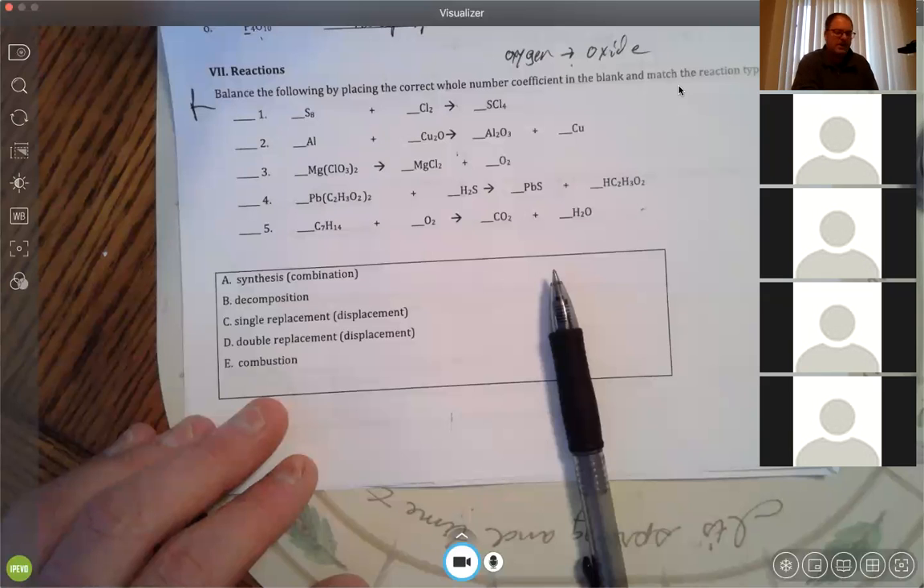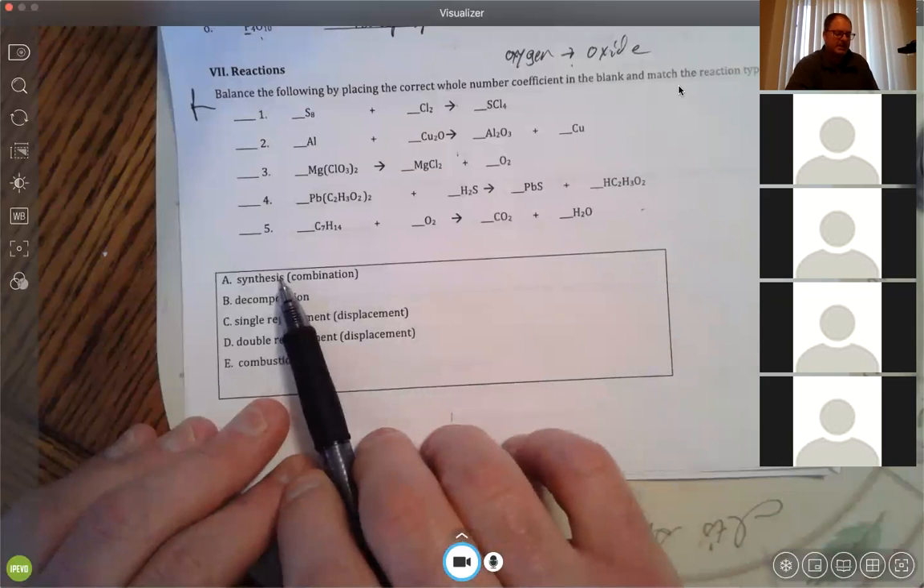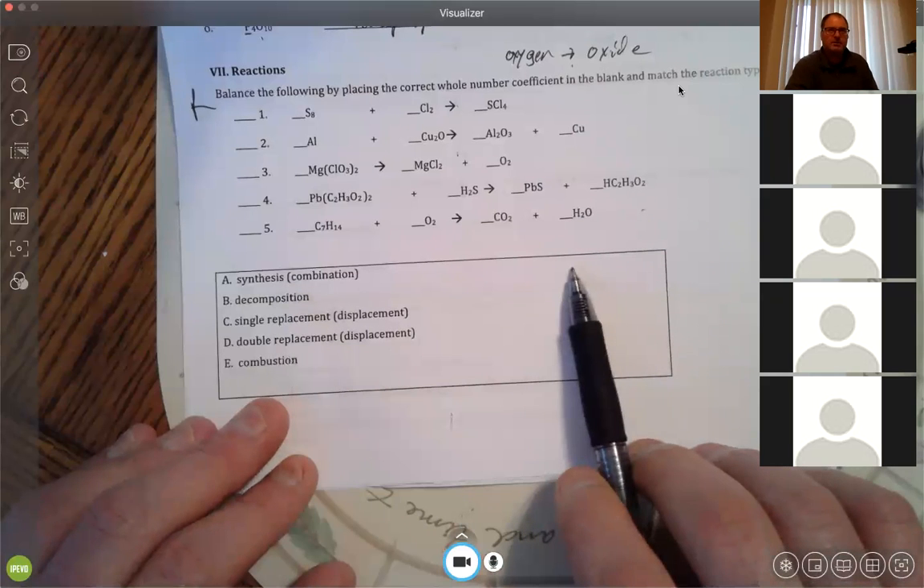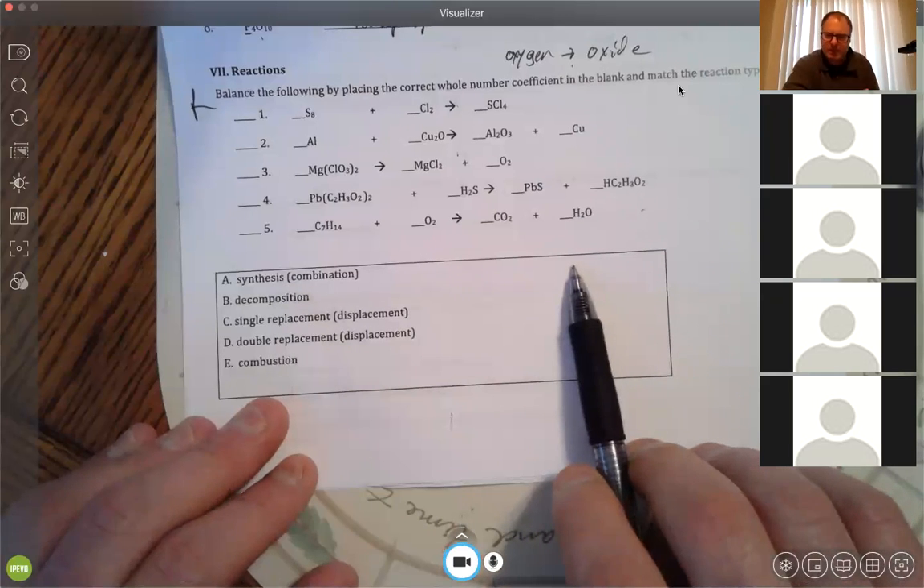What do we call it? We're going to write a little description off to the side, and then a practice reaction of what it could look like.